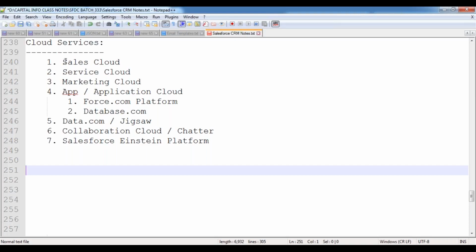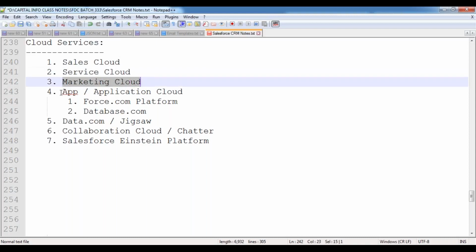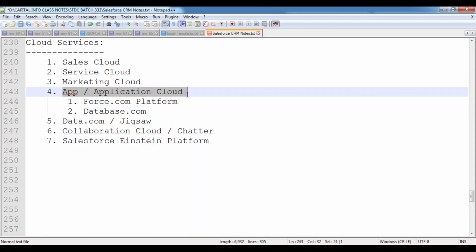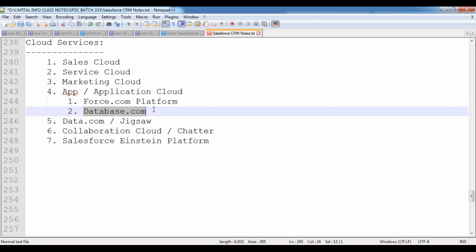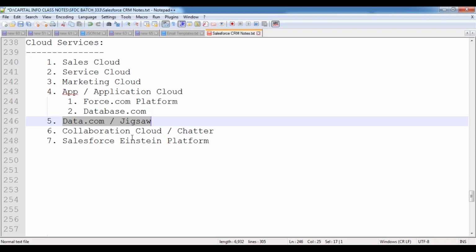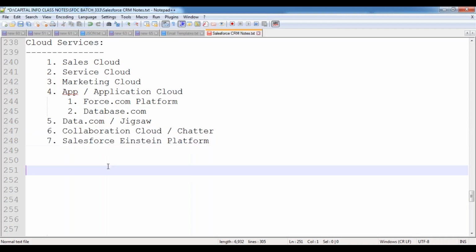The first one is Sales Cloud, second Service Cloud, third Marketing Cloud, and then we have App Cloud or Application Cloud. As part of this Application Cloud, we have the Force.com platform and Database.com. And then we have Data.com or Jigsaw, and then Collaboration Cloud or Chatter, and then the Salesforce Einstein platform. These are the various cloud services offered by Salesforce.